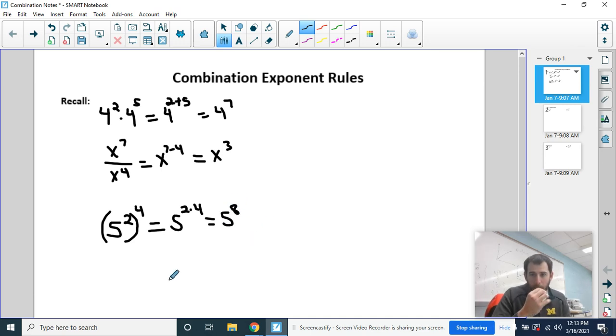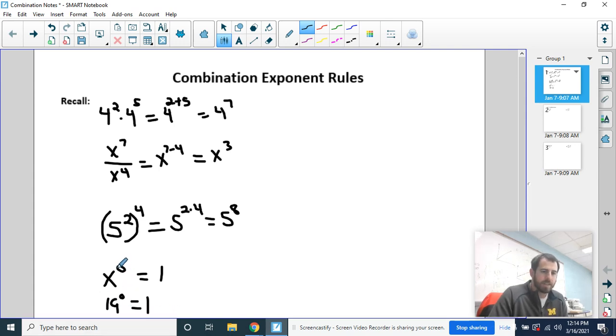Those are our 3 basic rules. Off of this, we do other things, such as anything to the power of 0 is equal to 1. It doesn't matter what it is. It could have been 19 to the 0. It's going to equal 1, no matter what. It could be in parentheses, it could be a whole bunch of stuff. Anything to the 0 is going to be equal to 1. The other thing we talk about is negatives. So this is all review.